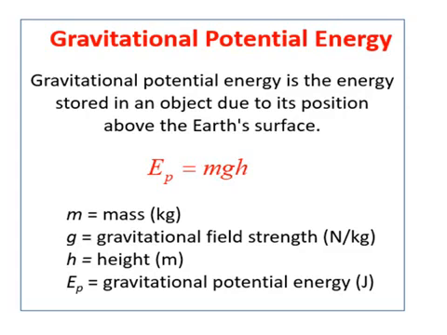Gravitational field strength g is expressed here as Newton per kg, but we usually express it as meter per second square, right? So gravitational potential energy is the energy possessed by an object due to its position, and it is calculated by the formula mgh.